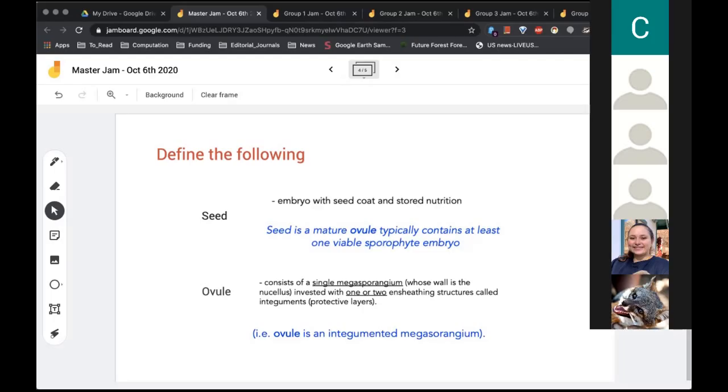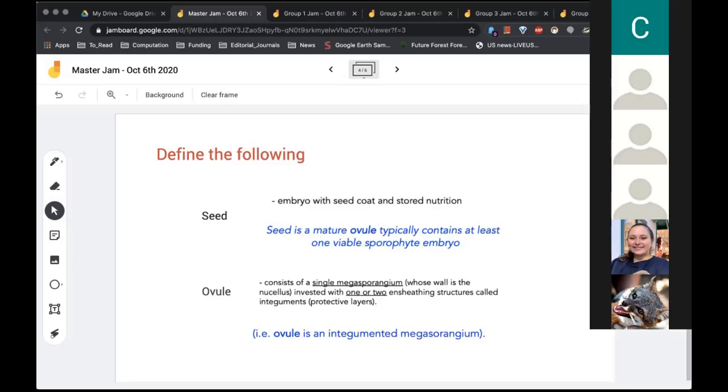Now, the wall of this thing is called the nucellus. Don't worry about that so much now. We'll come back to that. But that wall is invested with one or two structures that ensheath it, that surround it. And those are called integuments. So an ovule is a single megasporangium surrounded by one or two integuments. And the definition that everyone should be able to memorize and regurgitate instantly is: an ovule is an integumented megasporangium.